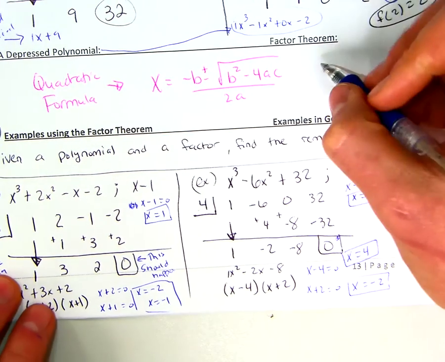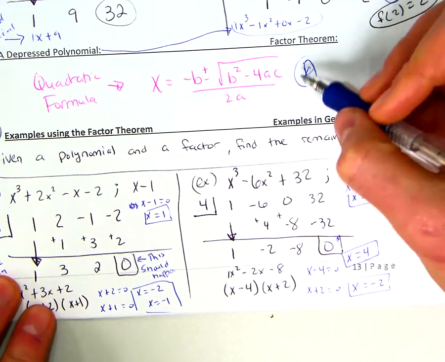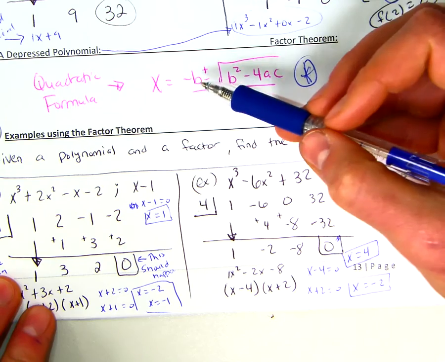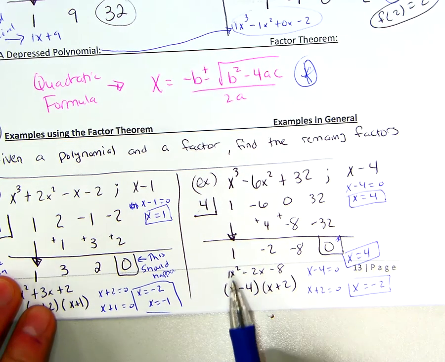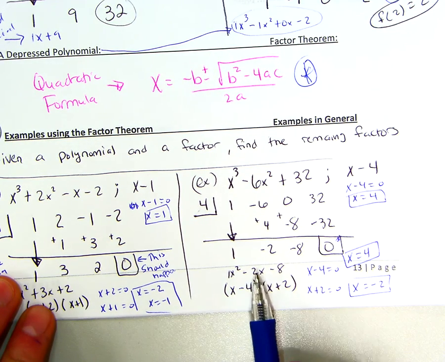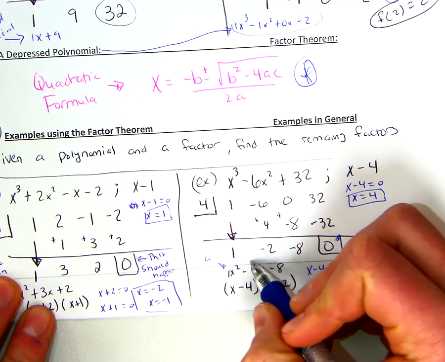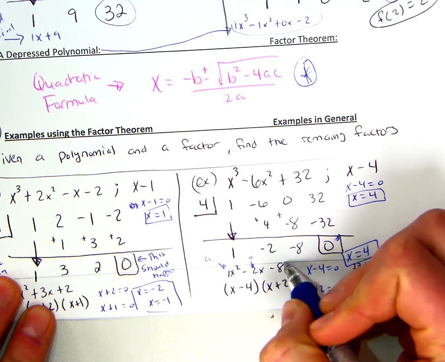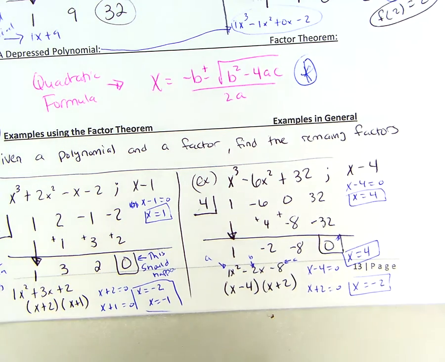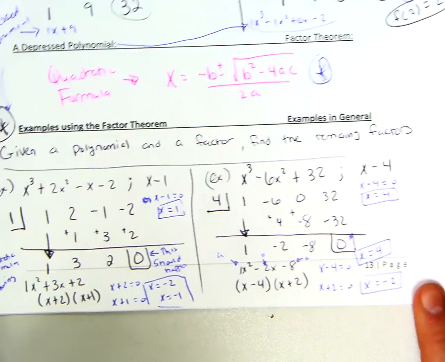If you can't find something to factor, you can always use the quadratic formula. Just make sure that you know that the first part is the A, this is the B, and that is the C. Again, it's one or the other. Other than that, those are all the examples that you will need.